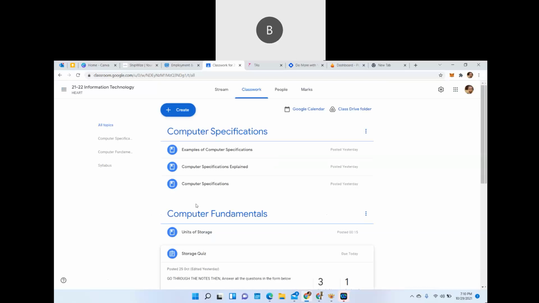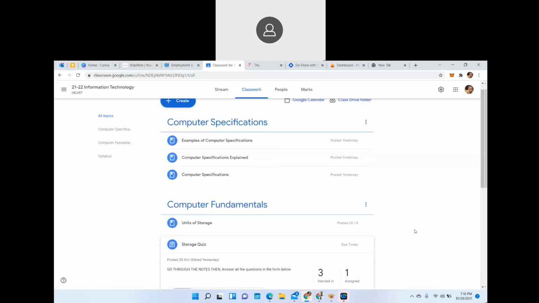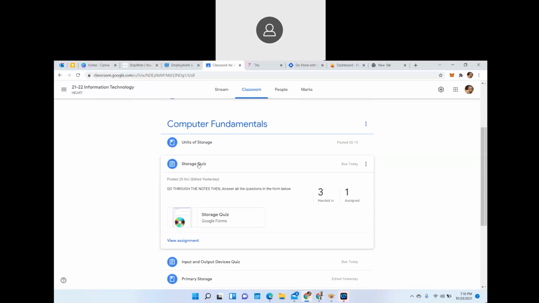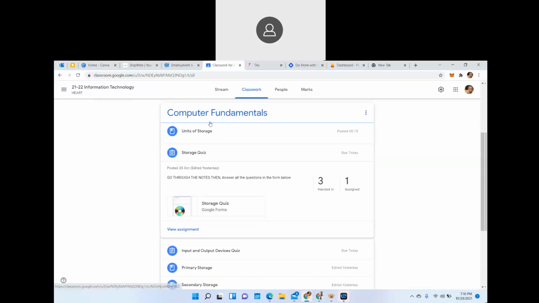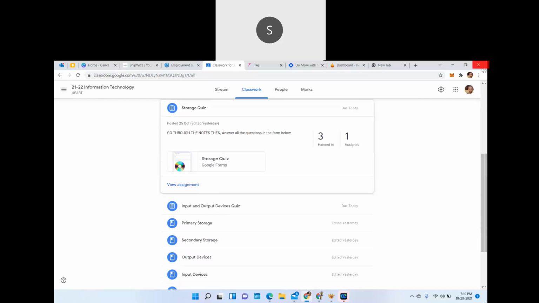Really? So it's right here. See it here: storage quiz, input output device quiz. Did you look right here? Maybe you could just go over how to access this then. Right, yes. I have no idea.